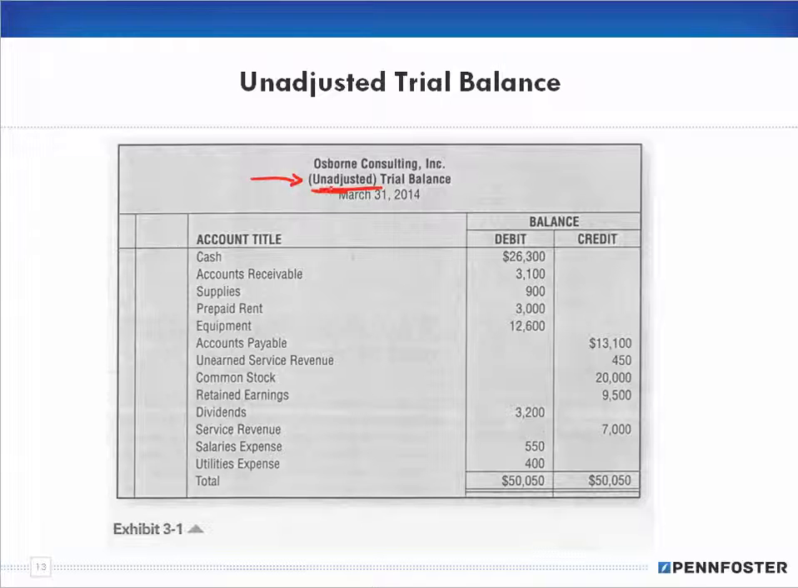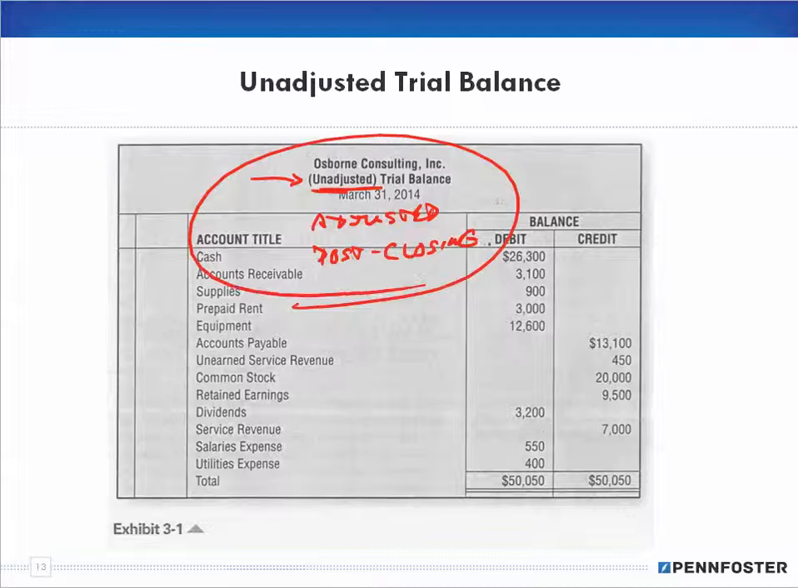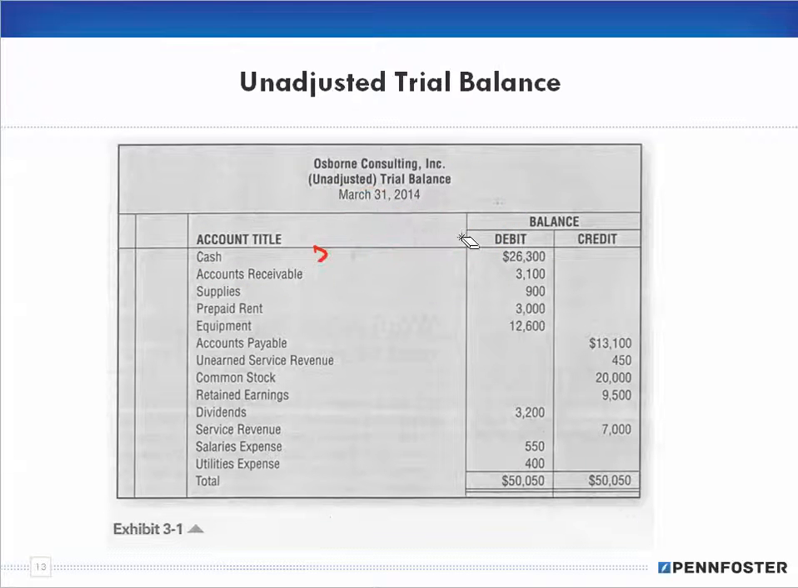This is an unadjusted trial balance. We're also going to create an adjusted trial balance, and we're also going to create a post-closing trial balance. That's what this whole chapter is about: creating these 3 trial balances and creating the financial statements from them. But in chapter 2, the trial balance wasn't named. In this chapter, now it is being named.